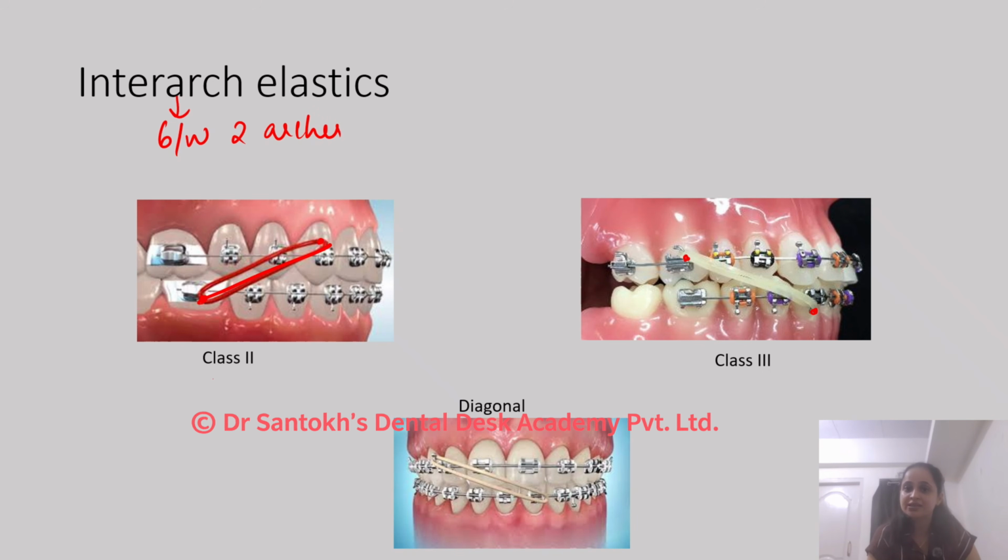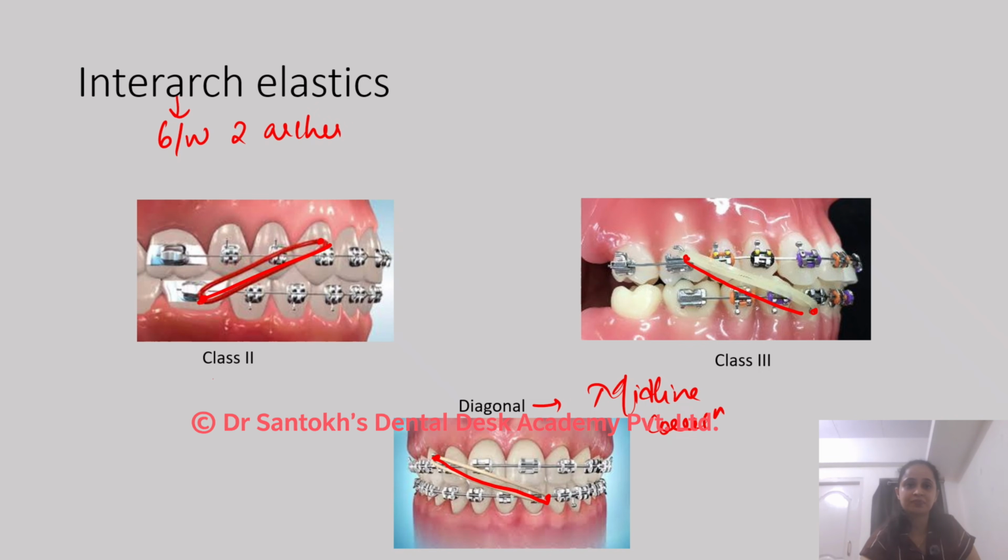And these are the diagonal elastics. Diagonal elastics are used for your midline correction. Remember these diagrams, so they can ask you this as a diagram based question. They can ask you what is this type of elastic. So these are the diagonal elastics. This can be used for your midline correction.